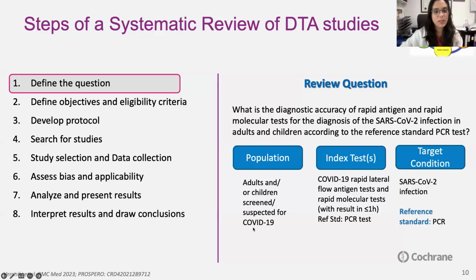So it refers to the population, where we have here adults and children. We have the index tests, and here we have the COVID-19 rapid antigen tests and rapid molecular tests. And then we also have the target condition, that is the SARS-CoV-2 infection. So these three key items can be obtained from the review question.